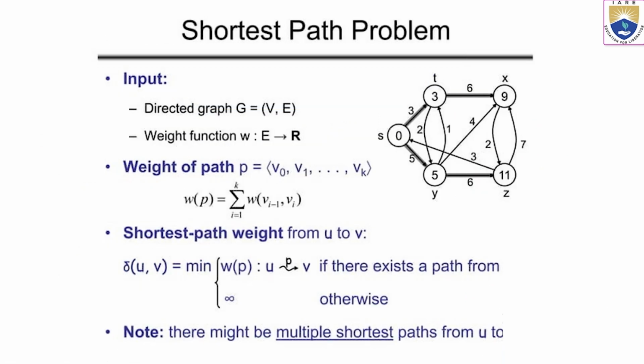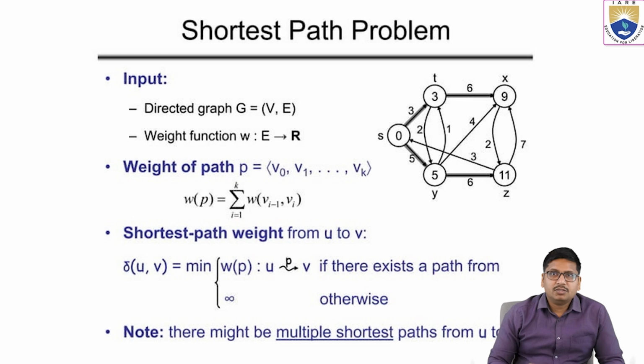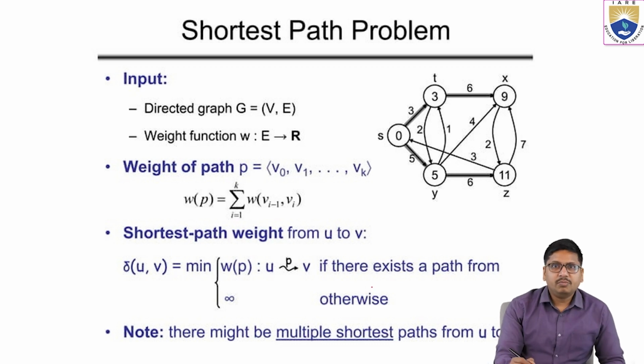Next, suppose the input is a weighted directed graph, and the weight of a path is the sum of the weights along the edges of the path in the graph. The shortest path weight from Q to B is the minimum of these. If there exists a path, you have to represent it, otherwise it should be infinity.